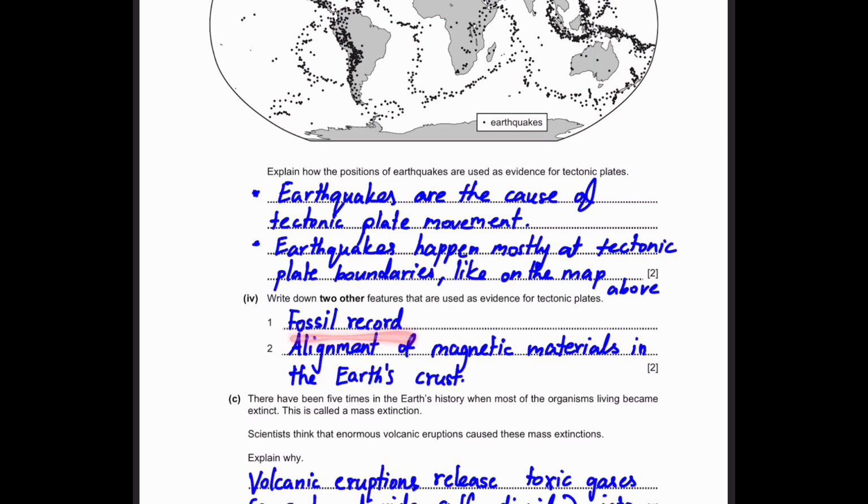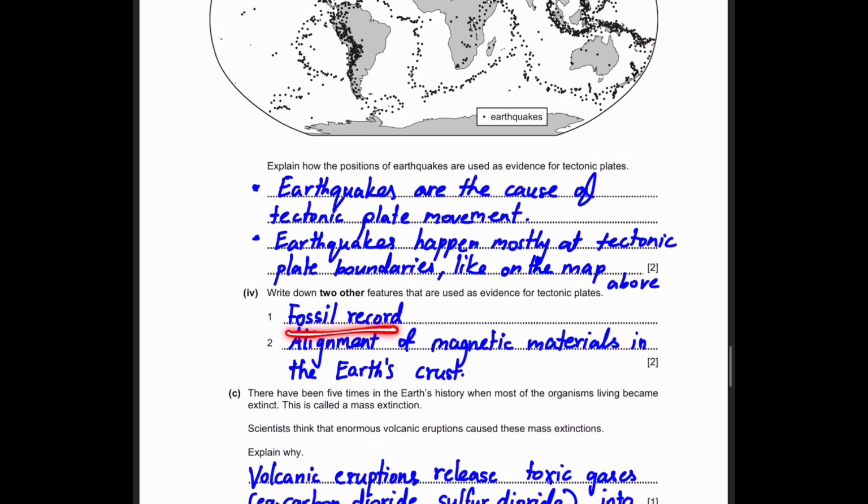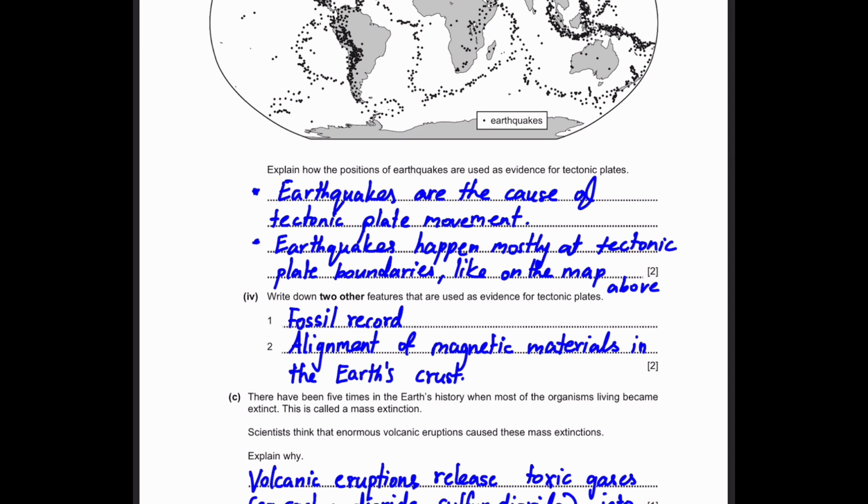Well, fossil record can be used because the fossil record on, for example, South America's east coast and Africa's west coast are very similar, stating that actually these two continents might have been joined together at one point of time. And how were they joined together? Because the tectonic plates moved after a certain period of time to form what it is right now. In other words, just continental drift. Alignment of magnetic materials in the Earth's crust can also be said because the magnetic field of the Earth always flips every 500,000 years or so.